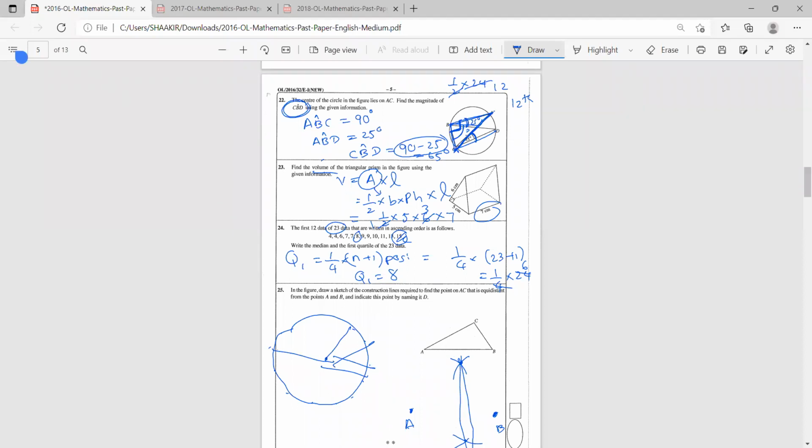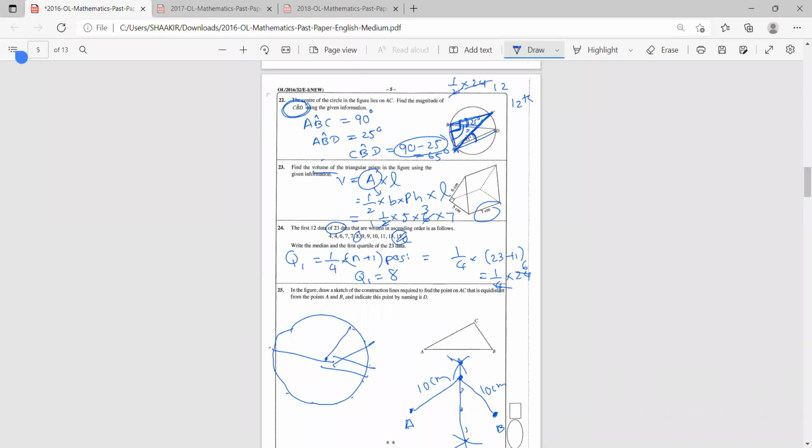That means, children, if you take any point on this straight line, all the points will be equidistant from A and B. Now just assume, take this point. So from A to this point, let's take this as 10 centimeters. Then for B also it will be 10 centimeters.